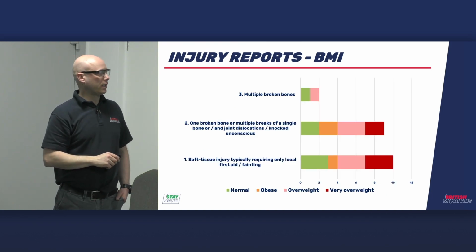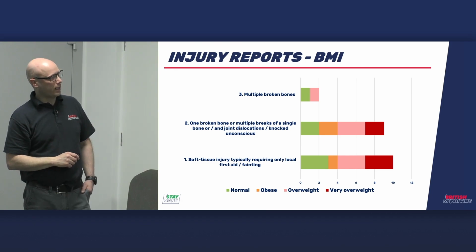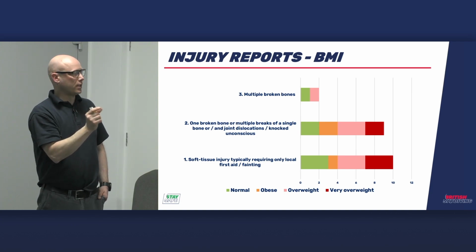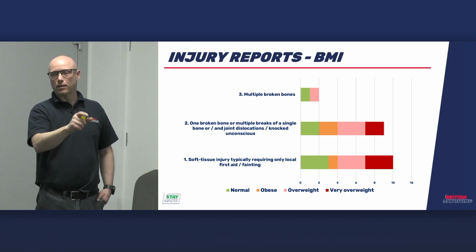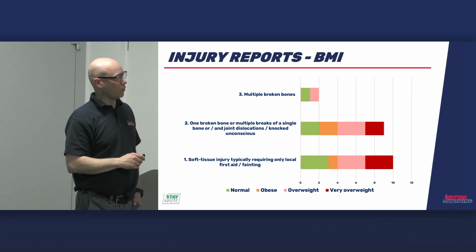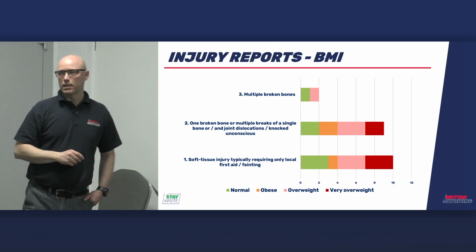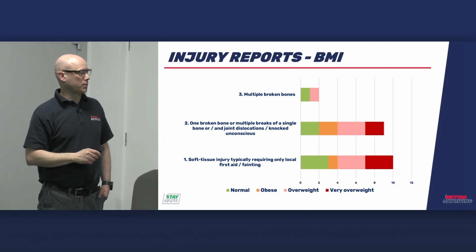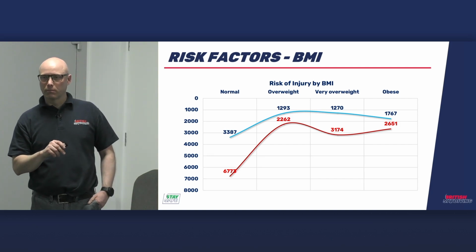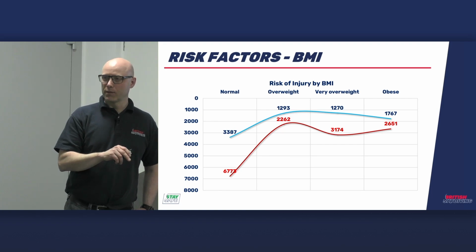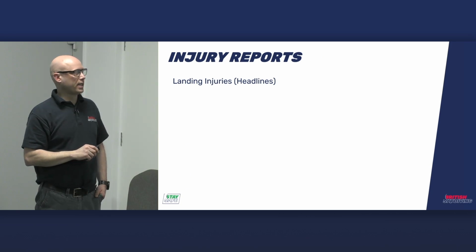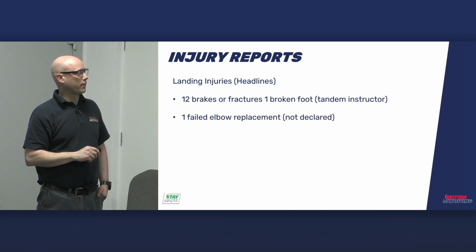But again, if we look at the injuries, you see green, the normal body rate. It isn't the same proportion of injuries compared to the number of people that jump in that group. And if we look at the obese, the overweight, and the very overweight, we see a disproportionate number of injuries in those categories. So you are 2 to 3 times more likely to hurt yourself if you are outside the normal BMI. As tandem instructors, we need to be aware of that.